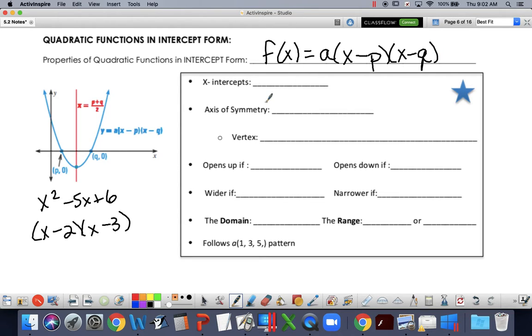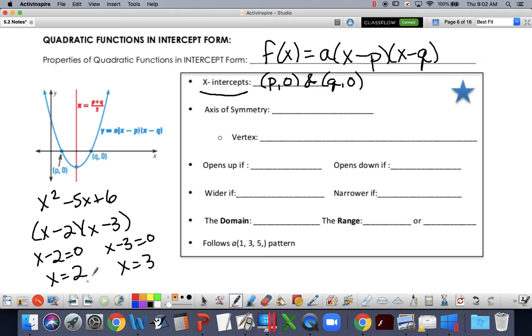The nice thing about this form is it gives us the intercepts. And when I say intercepts, I mean it gives us the x-intercepts. So I now know that one of my x-intercepts is p, and my other x-intercept is q, right? Because remember, when we factor these, in order to find the zeros, find the x-intercepts, I then set each of these equal to 0 and I solve, which means I wind up getting the opposite number for my x-intercept value.